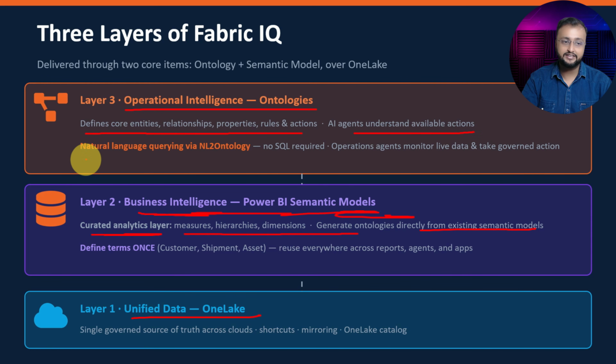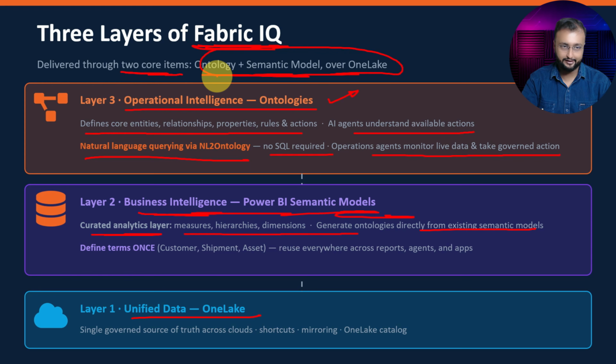And simply, natural language querying via NL2O ontologies requires no SQL, and operations agents monitor live data and take governed action. Now, I know you may still be unable to understand what exactly ontologies are, so don't worry about that. I'll wait for a few more minutes. It will be 100% covered over here. But in short, Fabric IQ is derived mainly through two core items: ontologies plus the semantic model over OneLake.